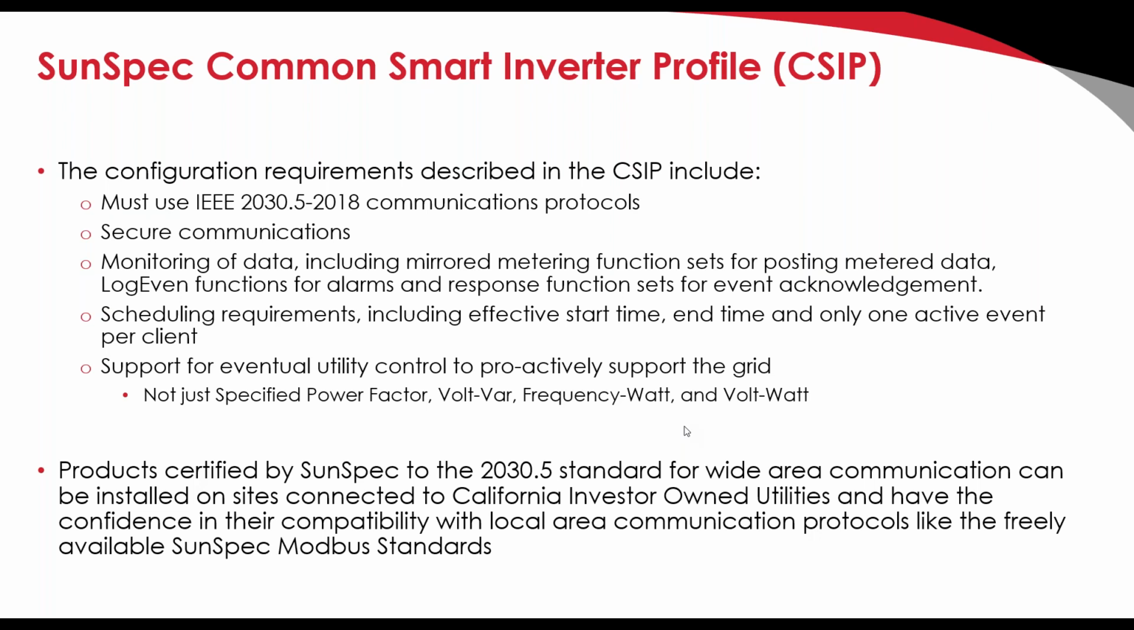So it's a set of configuration requirements that are described in the CSIP. And according to those configuration requirements, an inverter or a distributed energy resource must use IEEE 2030.5 2018 communications protocols, must have secure communications between the inverter and the grid, must have monitoring data, including mirrored metering function sets for posting metered data, must have log event functions for alarms and response function sets for event acknowledgement. Also includes scheduling requirements, which address both effective start time and end time, and must have only one active event per client or per distributed energy resource.